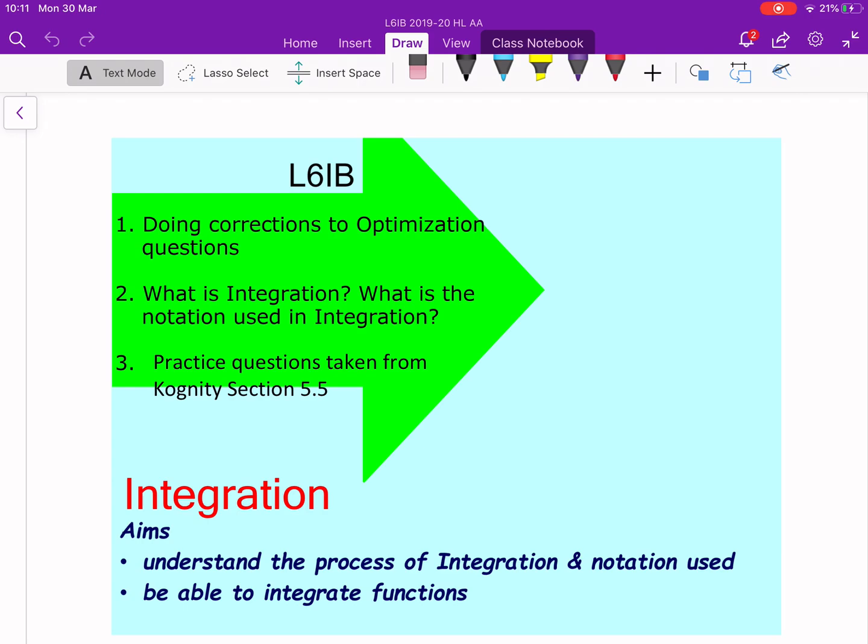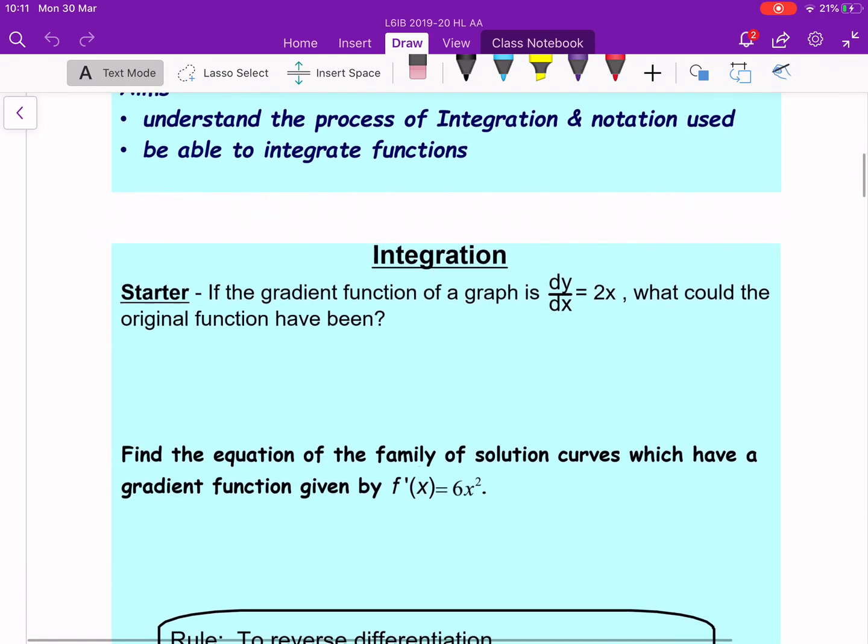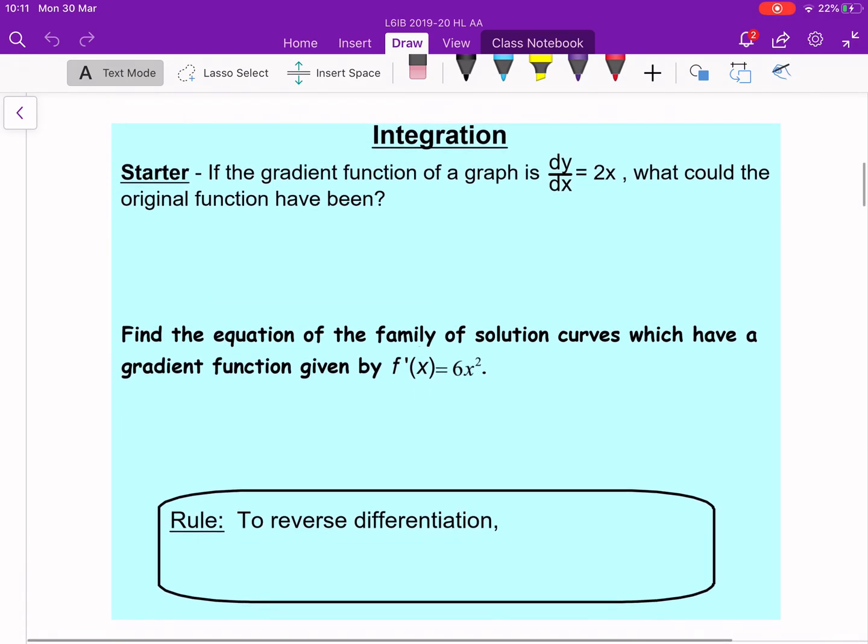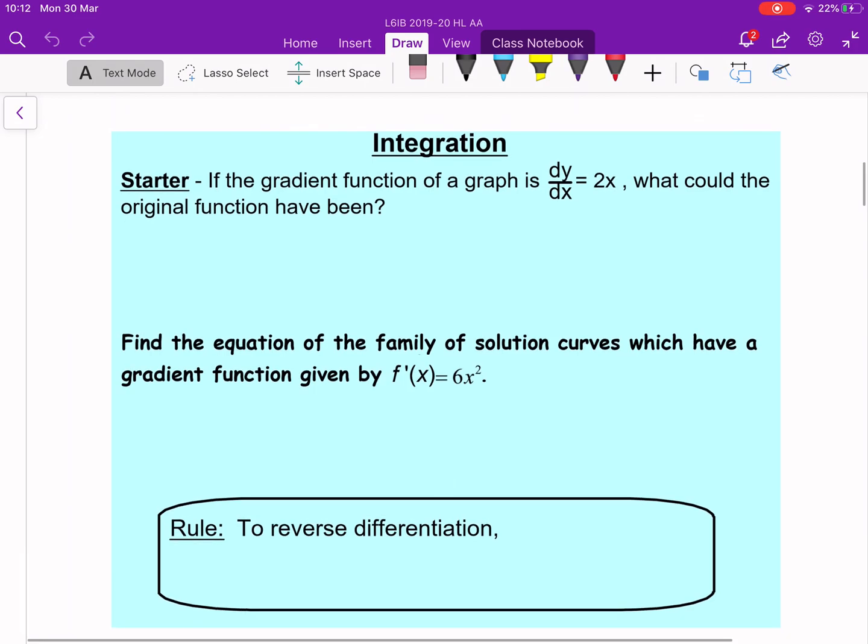So we've done lots of differentiation recently. Now we're going to move on to integration, which is really just the reverse process. So to start with, we're going to have a think about if the gradient function of the graph is dy by dx equals 2x, what could the original function have been? You might like to pause the video at this point and just have a think about this yourself.